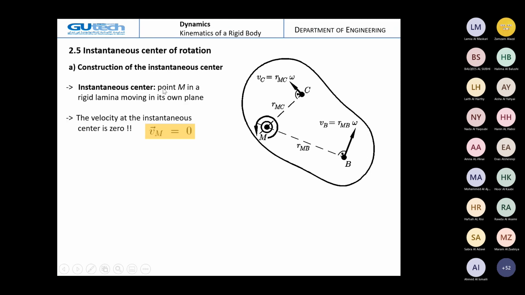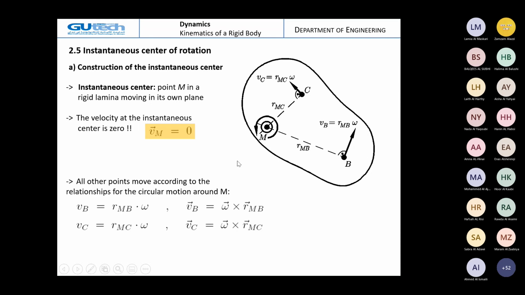That means now the instantaneous center, we call it point M, in a rigid lamina moving in its own plane. The velocity at the instantaneous center is 0. That means the velocity Vm at this point here is equal to 0. All other points move according to the relationship for the circular motion around M.